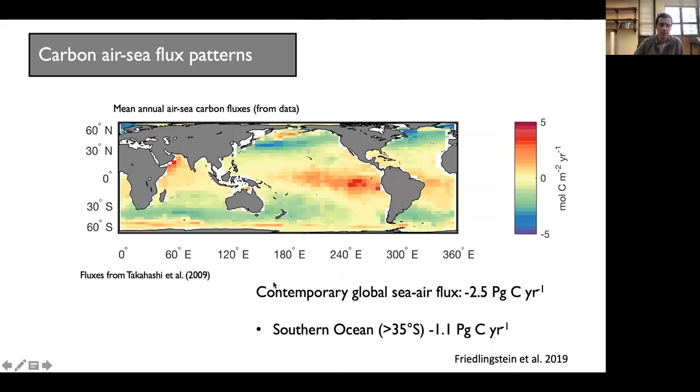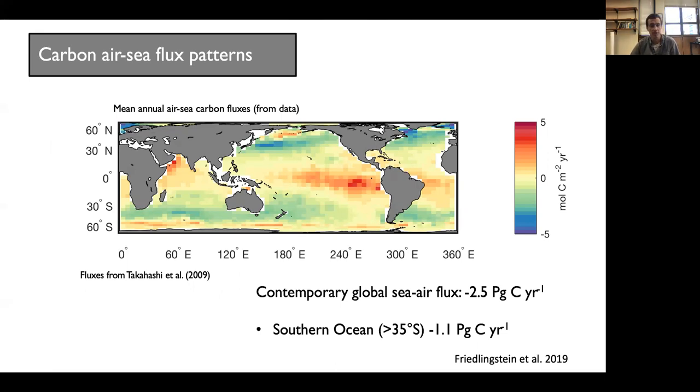So this is a map from Takahashi et al. 2009. These large, pretty pictures of air-sea CO2 fluxes are familiar to most of us. And these are ultimately derived from data, but it's useful considering what data go into them. And just to set us up, the contemporary global air-sea flux based on maps like these is around 2.5 petagrams of carbon per year.